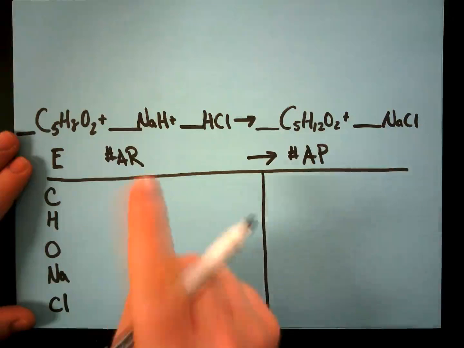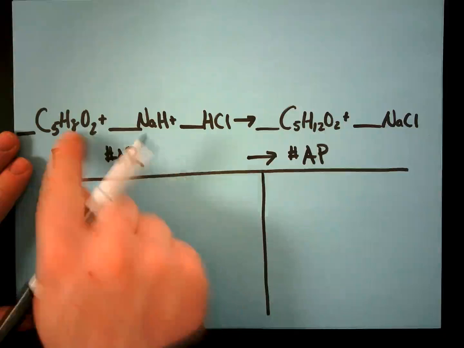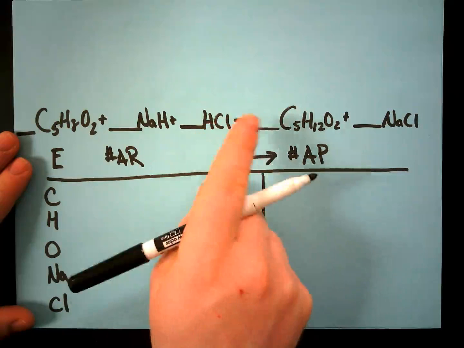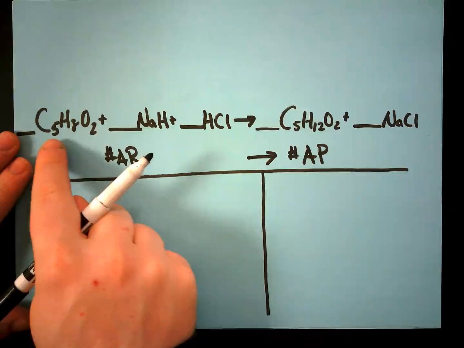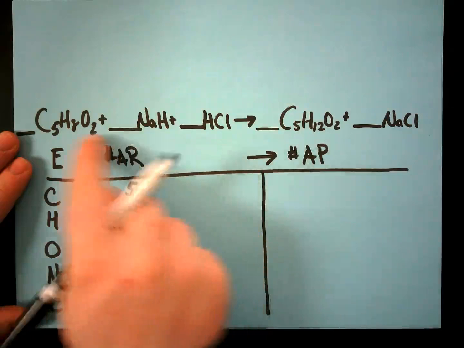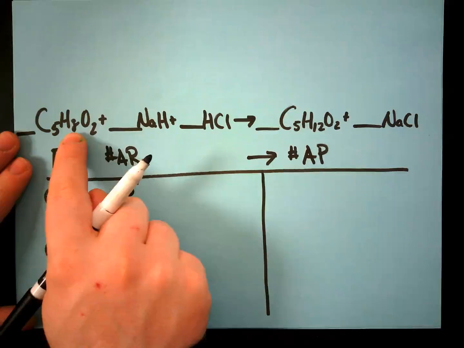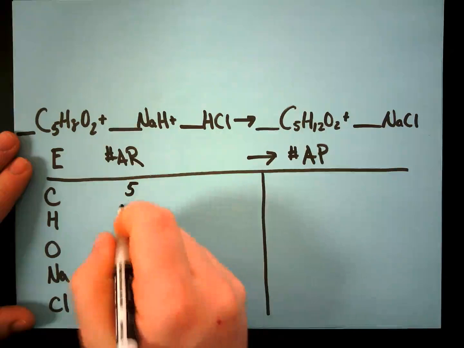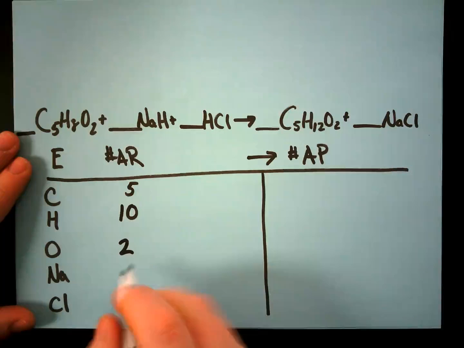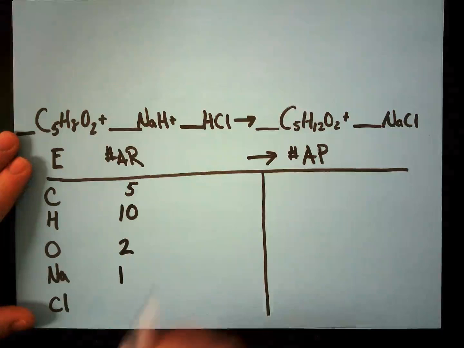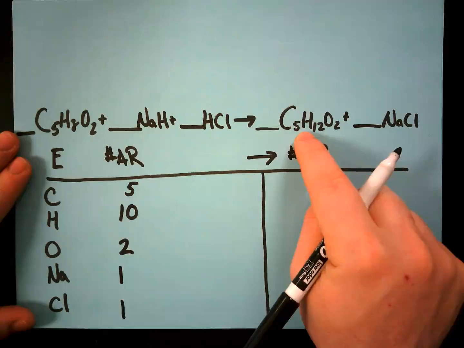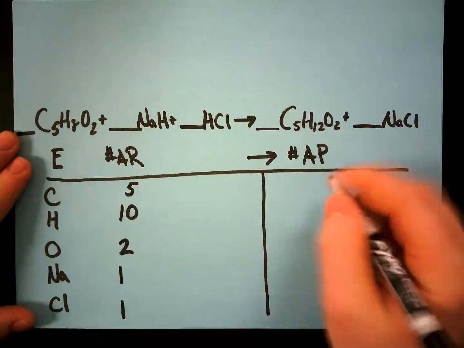Okay, so this is where we've got to be careful with numbering because you can see here hydrogen is in 3 locations. So let's just be careful with that and keep a note of that. So it looks like we've got 5 carbon. We've got 1, 2, 3, 4, 5, 6, 7, 8, 9, 10 hydrogen. We just have 2 oxygen. We only have 1 sodium and 1 chlorine. And over here, it looks like for carbon, we've got just 5.